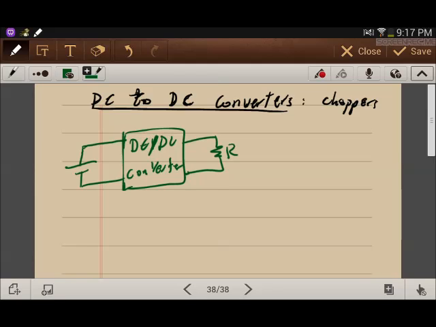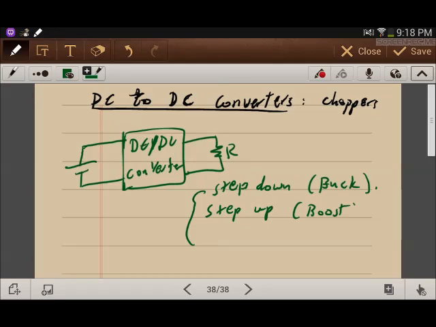The DC to DC converters are categorized into three categories: step down the voltage of the source, which is called buck converters, or step up the voltage of the DC supply, and this is called boost converter, or step up and down the voltage of the DC supply, and it's called buck-boost converter.